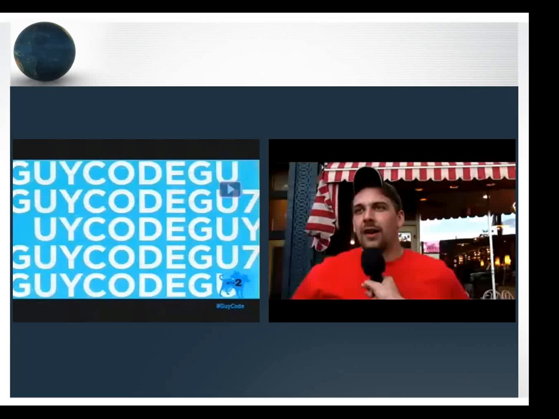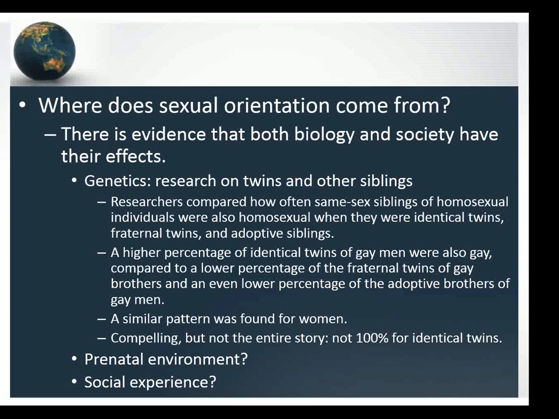All right. So what do we know about sexual orientation from research? Again, this is one of those incredibly complicated areas that is difficult to study. But we do see some interesting trends. There is evidence that both biology and society have their effects. We do know some things from genetics.